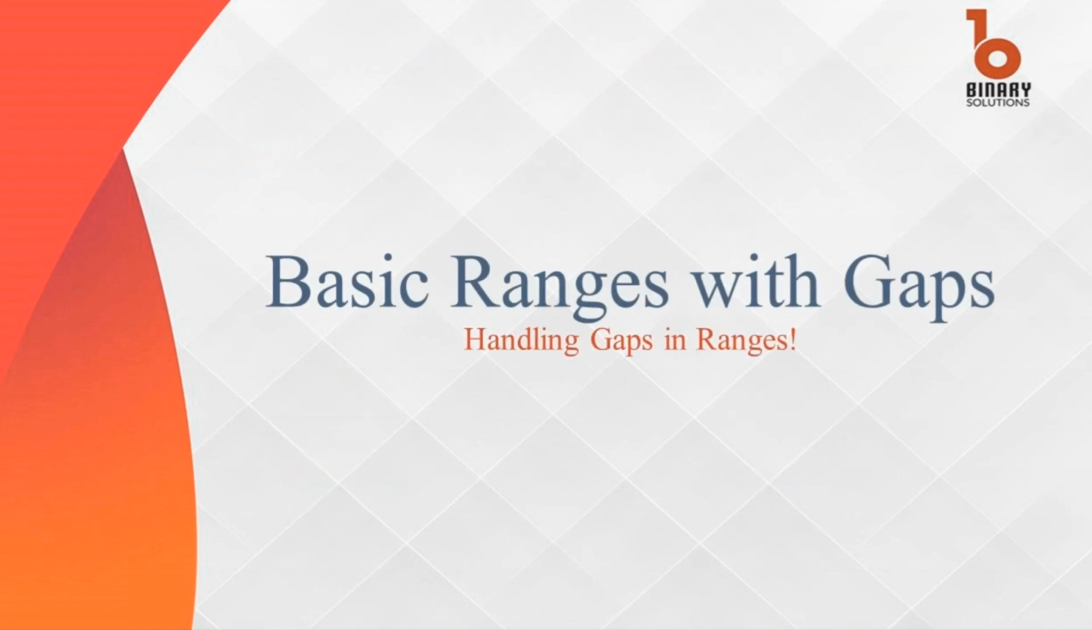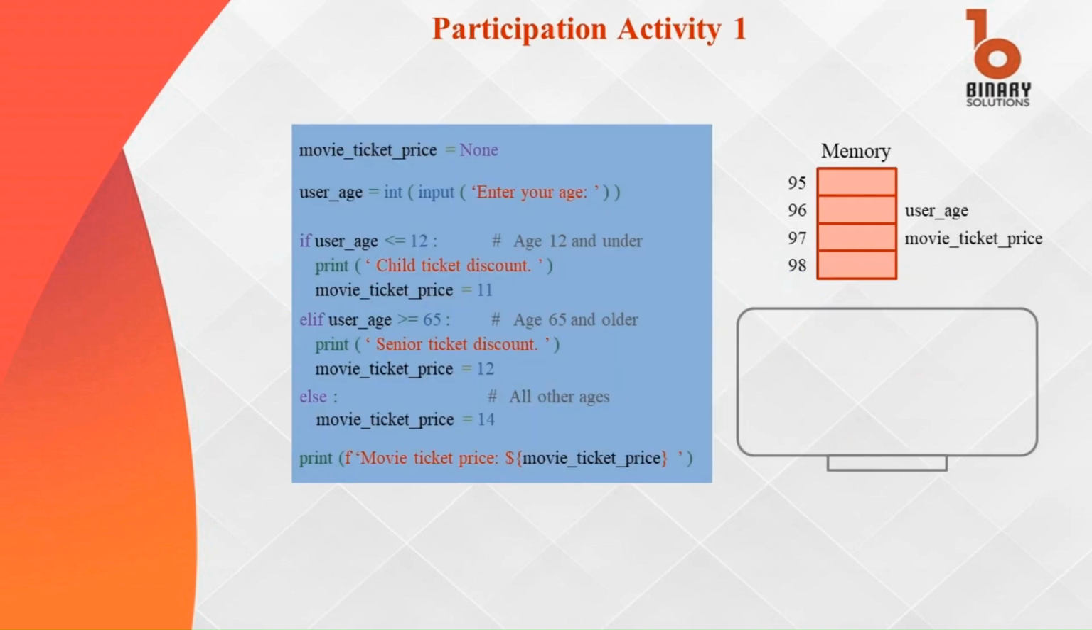Next, we move to the concept of basic ranges with gaps. Basic ranges with gaps are value ranges that include distinct, non-overlapping groups separated by intervals, or gaps, where no specific condition applies. These gaps represent portions of the range where the values do not fall into predefined categories, requiring separate logic to handle them. For instance, a movie theater might offer ticket discounts to children and seniors while charging the highest price for everyone else.